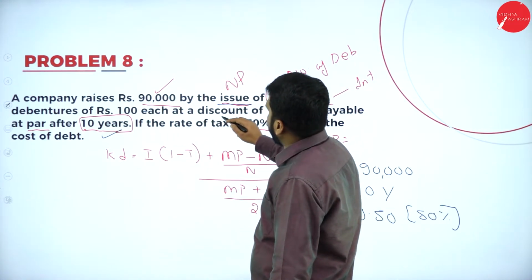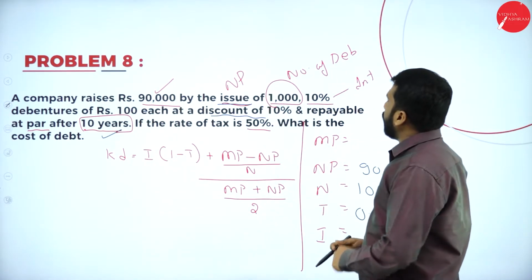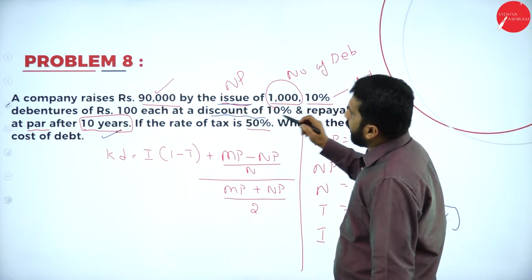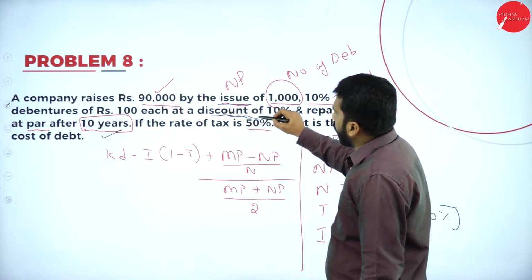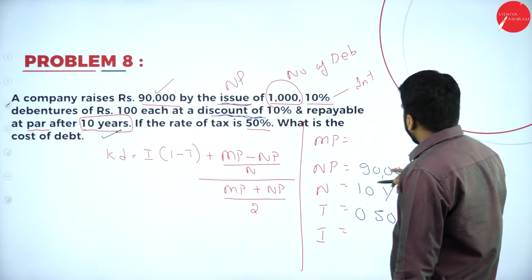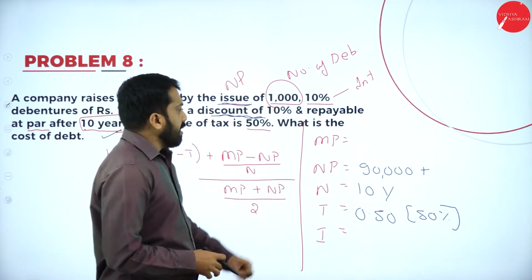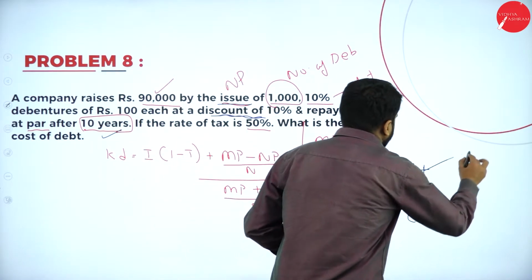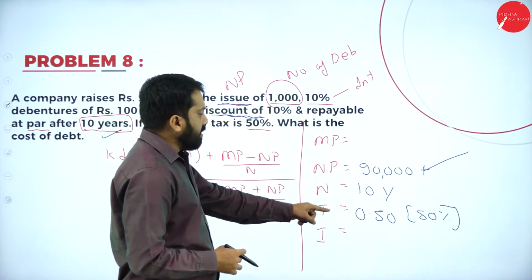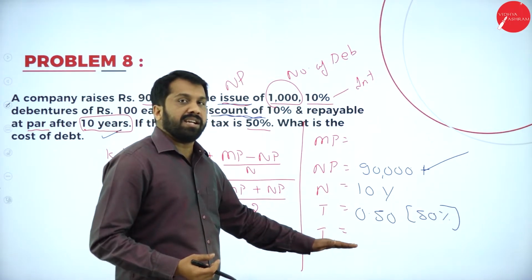A company raises 90,000 by issue of 1,000, 10% debentures of 100 each at a discount of 10% and repayable at par after 10 years. See, discount of 10% means what is your NP? It was 90,000, then you are supposed to add the discount value. Now, I'll show you that. Your NP we got 90,000, no changes in this. Your N means number of years, 10 years, and T tax is 0.50. Interest I'll come later because I need to teach you the concept.